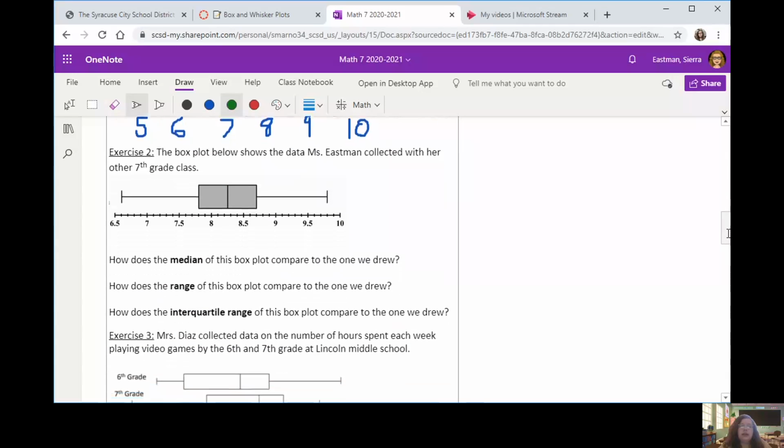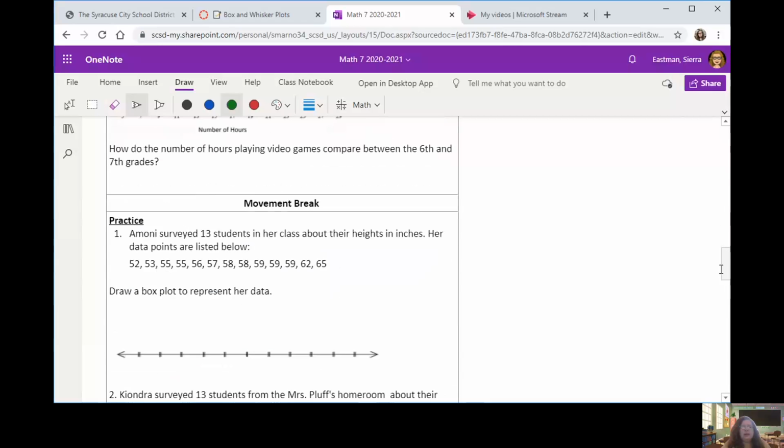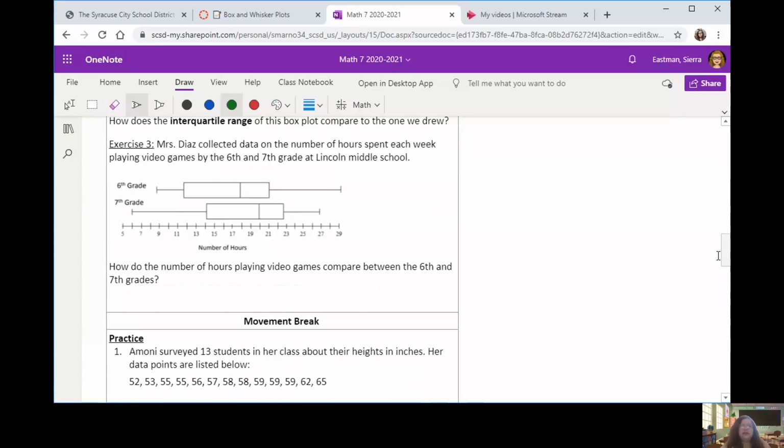We're going to do the same thing with some data here, except we're not creating it this time. We're finding some of those values instead of using the values to make the box plot. So it's a little bit backwards. Then we'll be doing some comparisons. We'll be doing some more practice with drawing them, things like that.